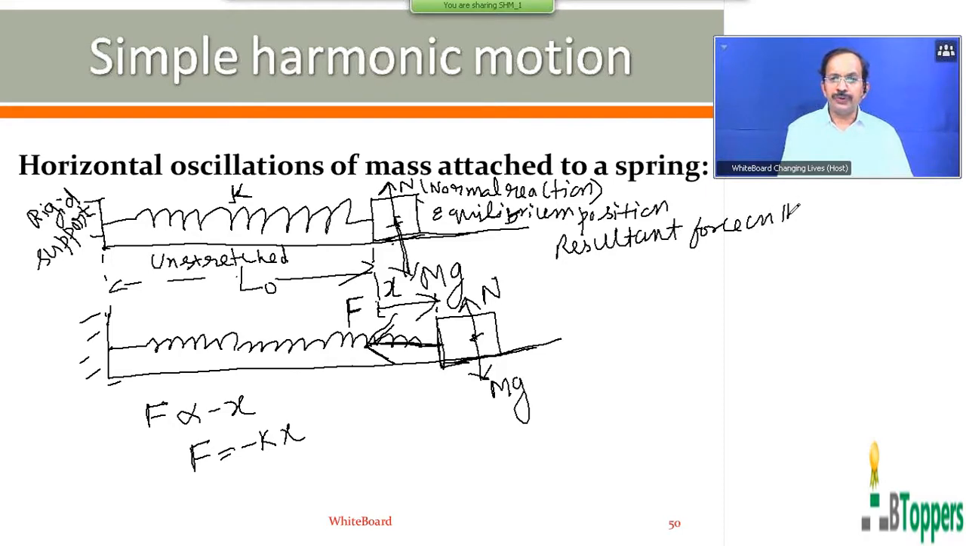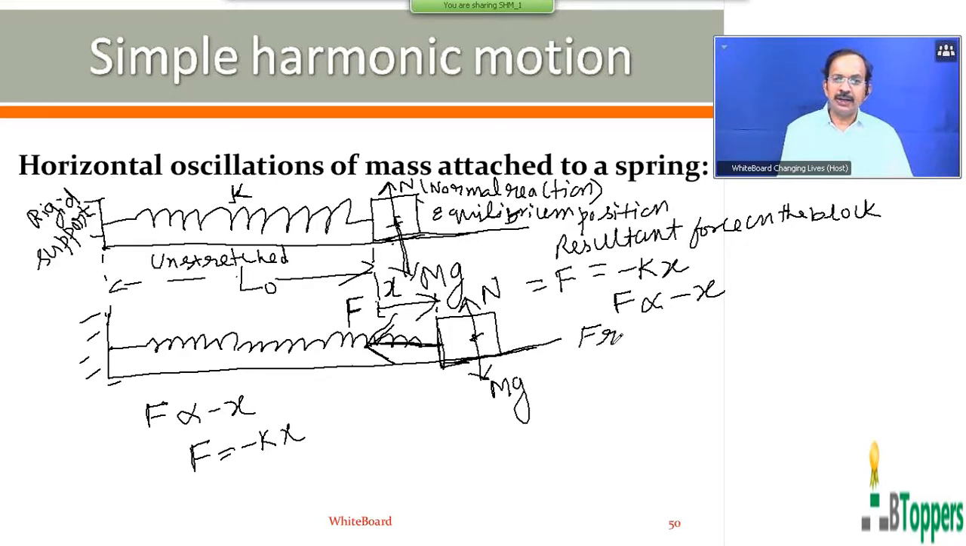So the resultant force on the block is the same as the elastic force by the spring, which can be written as equal to -kx. So the resultant force on the block at any instant is proportional to the displacement of the block from its equilibrium position, but acts opposite to the displacement of the block from the equilibrium position. That means the condition for simple harmonic motion is satisfied. Therefore, the block will perform linear simple harmonic motion.